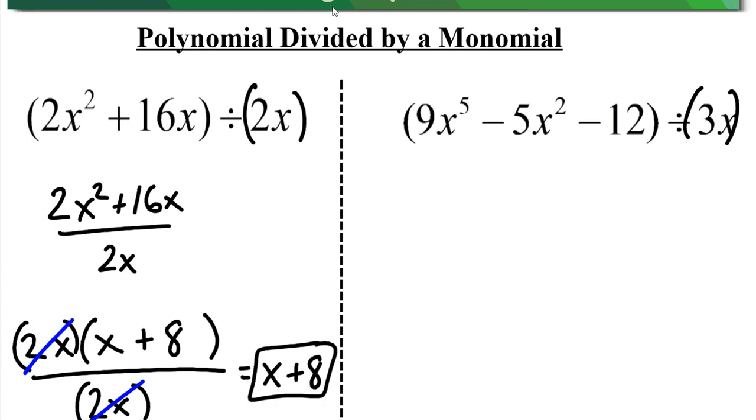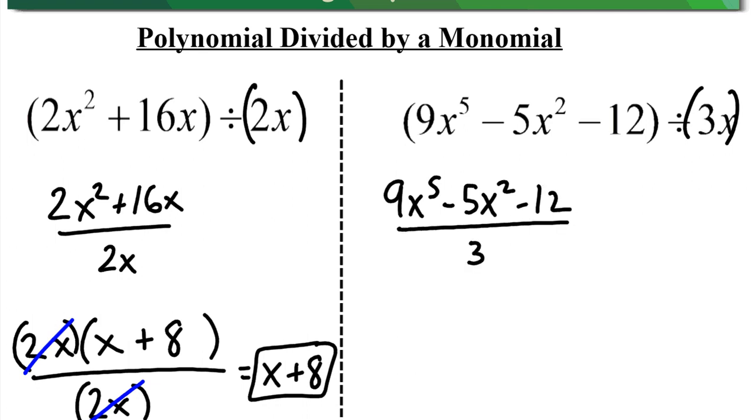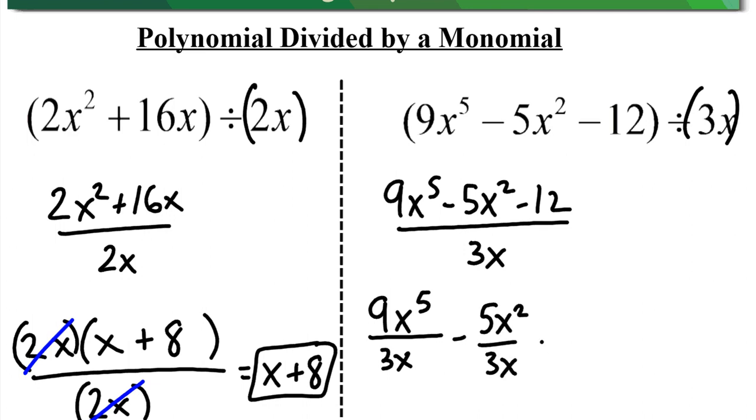I might have to do this single term by single term then. So 9x to the 5th minus 5x squared minus 12, all dividing by 3x. As you saw, the 5 won't divide out at 3, so I can't use the strategy that I did before. Instead, what I'm going to have to do is divide each term by 3x. So this will look like 9x to the 5th over 3x minus 5x squared over 3x minus 12 over 3x.